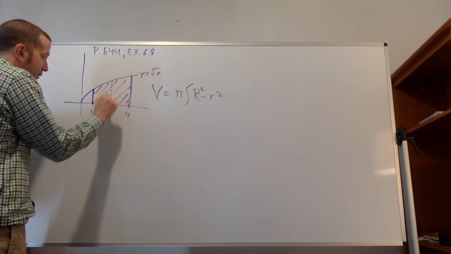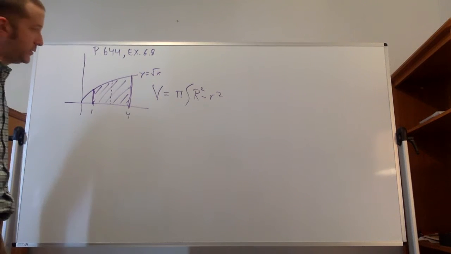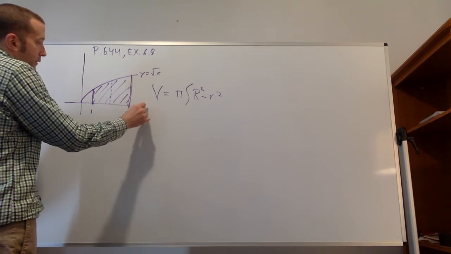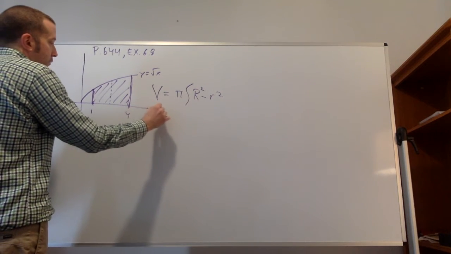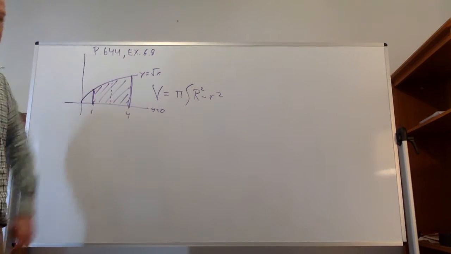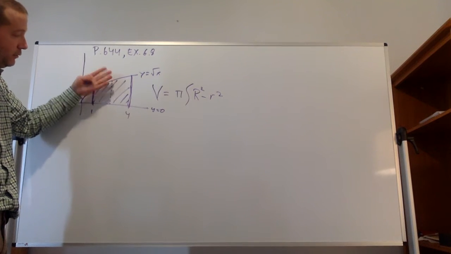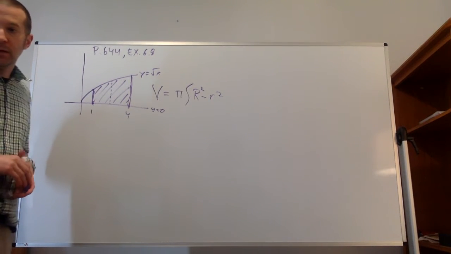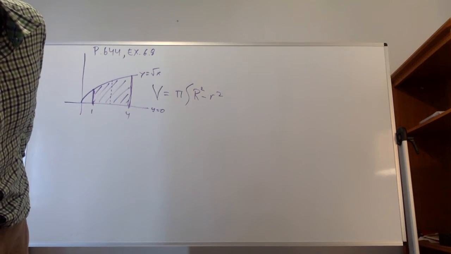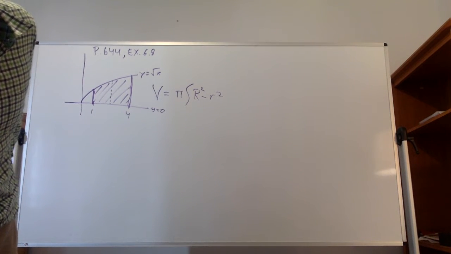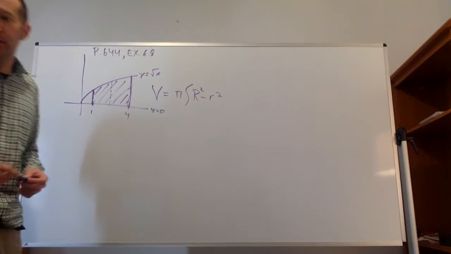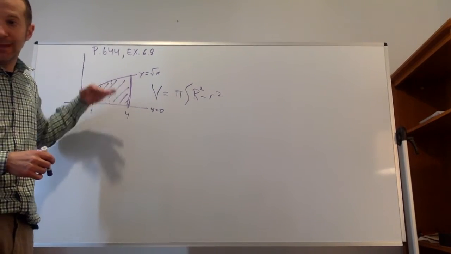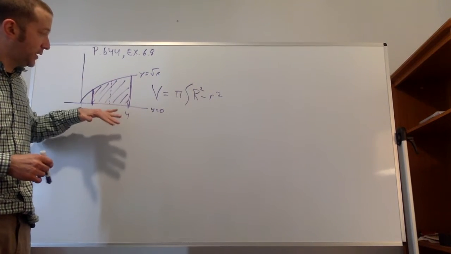If I imagine a representative radius here, the bottom curve is y equals 0, and the top curve is y equals root x. And I'm spinning it around y equals 0. The problem says use the disk method to find the volume of a solid by rotating the region between the graph of root x and the x-axis around the x-axis.